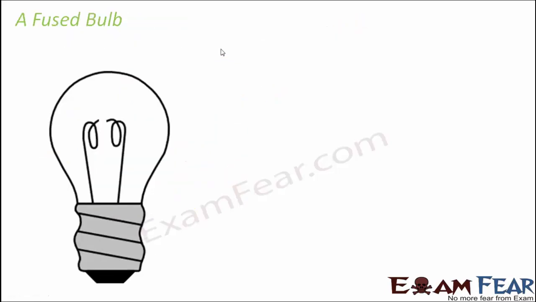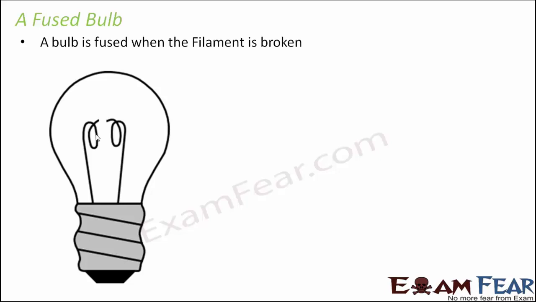Now, what happens in case of a fused bulb? I am sure now with the picture itself you are able to understand. In a fused bulb, this filament breaks. So, due to the broken filament, even though the circuit is complete, and the current is flowing through the circuit, when the current tries to flow through the filament of the bulb, the path is not complete. So therefore, the current is not able to flow, and as a result, the bulb doesn't glow. So a bulb is said to be fused when the filament is broken.